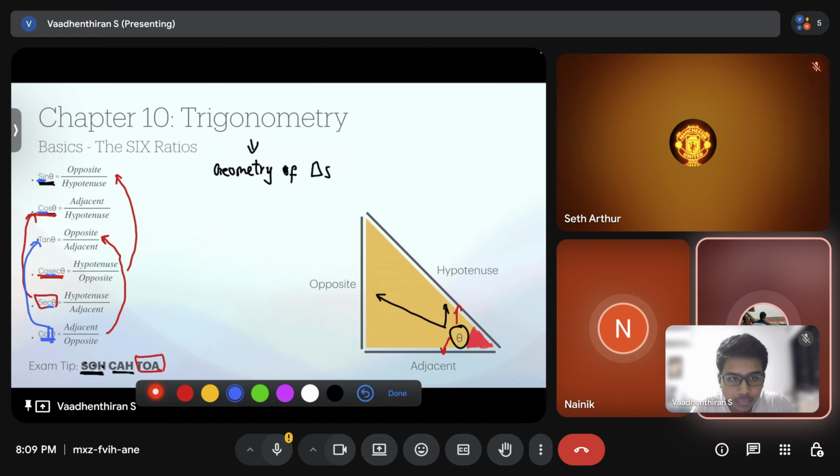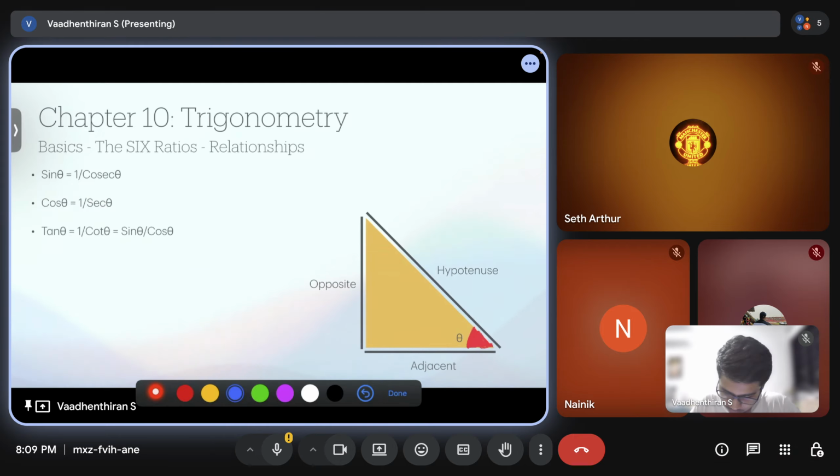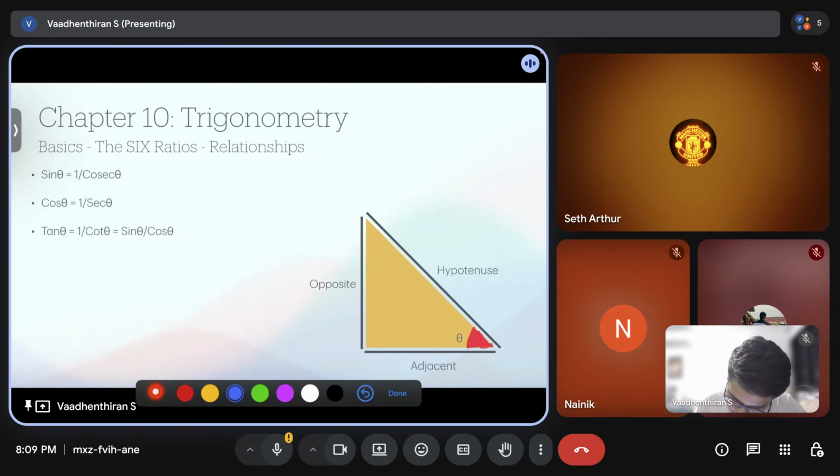No doubt. Okay, then we can move on. As we saw, sine is 1 over cosec, cos is 1 over secant, tan is 1 over cot. So it's basically reciprocal. I've just written it in this form. And you need to know that tangent theta is equal to sine theta over cos theta.